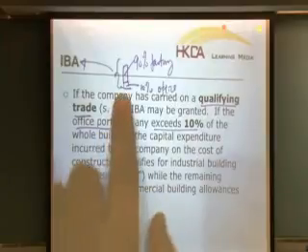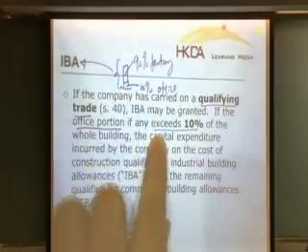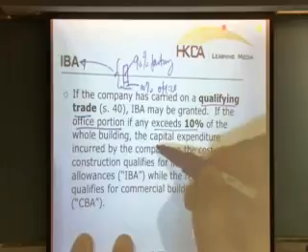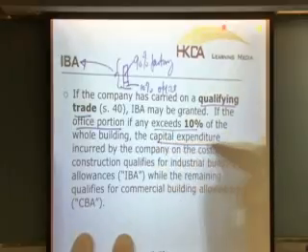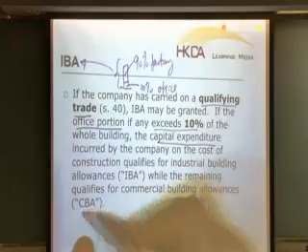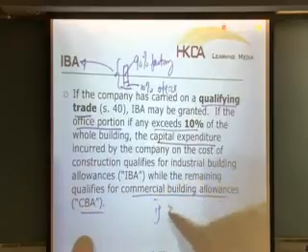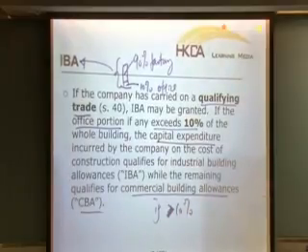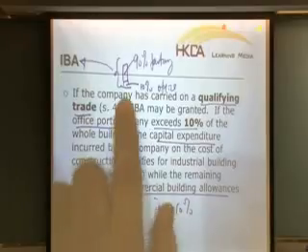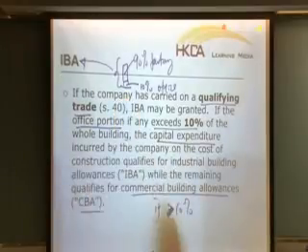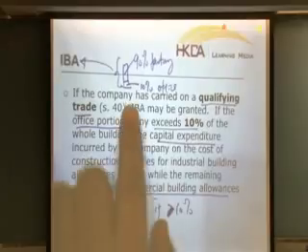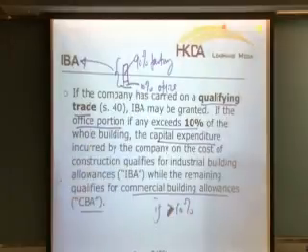If this exceeds 10%, then part of it will only claim CBA. The capital expenditure will claim CBA if more than 10%. All right, in examination, normally they will account for the percentage by 4 areas. Account for the 10% or 90% by 4 areas.